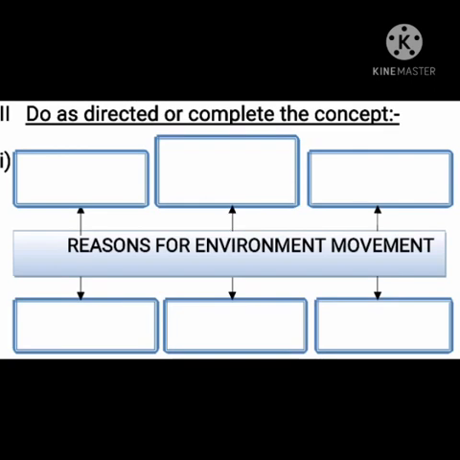Now let's solve the second question, do as directed or complete the concept. That means webs. So read the first web question: reasons for environment movement. There are various movements that took place for the environment, and we have to write those down. So the first one, write down protection of biodiversity. Biodiversity means variety of plants and animals. We need to protect all the species of plants and animal life in the world. So movements took place for the protection of biodiversity.